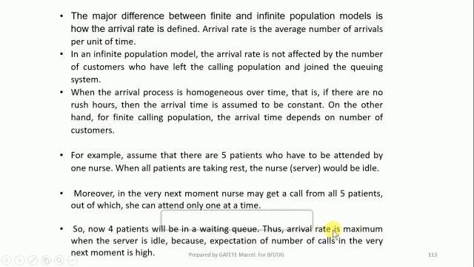The arrival rate is maximum when the server is idle, because the expectation for the number of calls in the very next moment will be high. Because when you are idle, the next time you will have a lot of work to do.